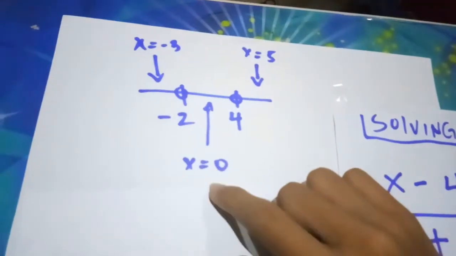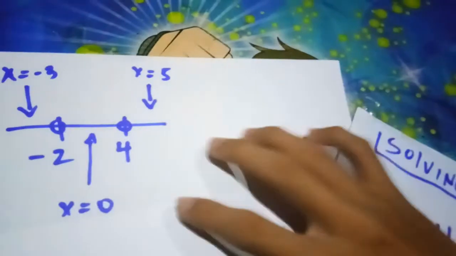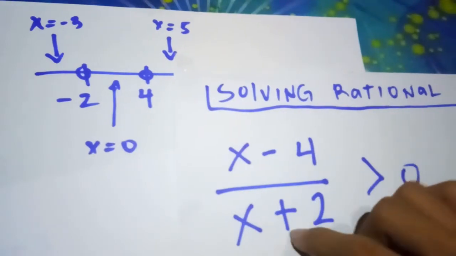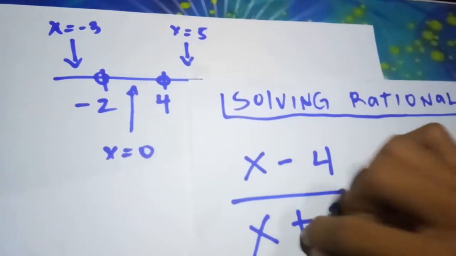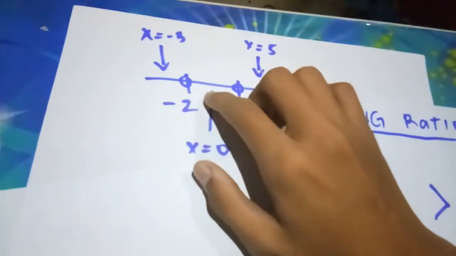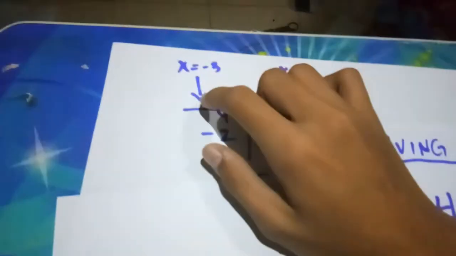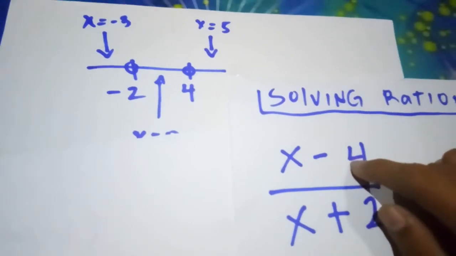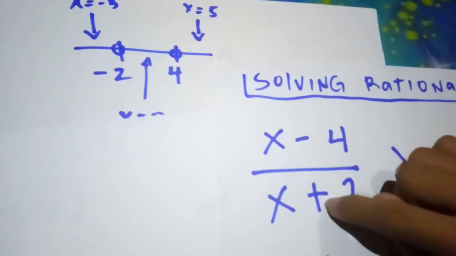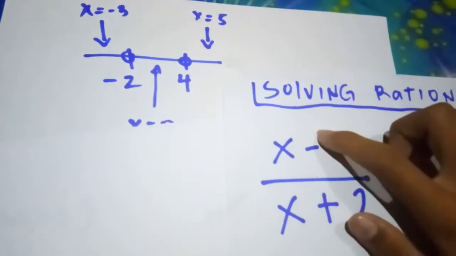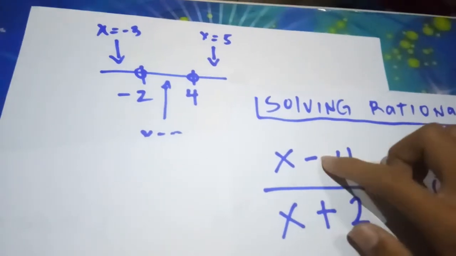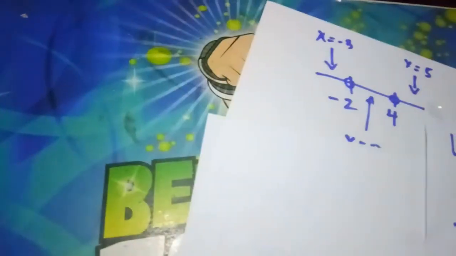Then next, 0. If we use 0, the top is negative and the bottom is positive. Negative over positive is negative, so this is not shaded. And with negative 3, we get a negative on top and a negative on the bottom. Negative divided by negative is positive, so this is shaded too.